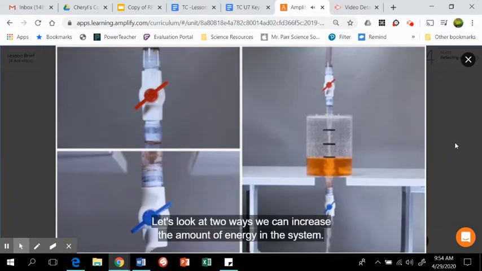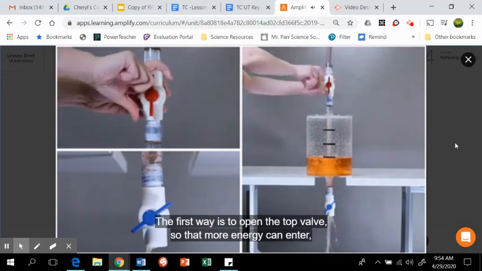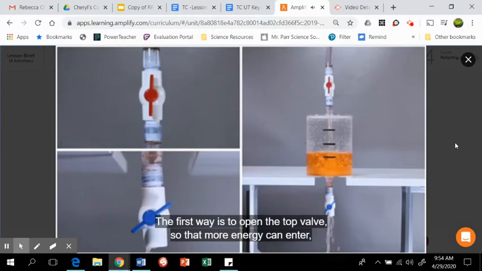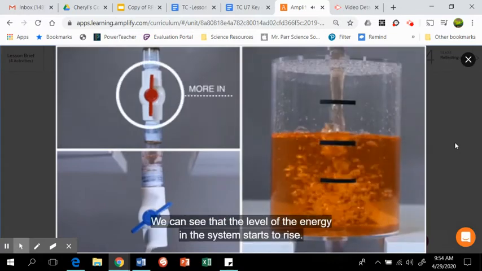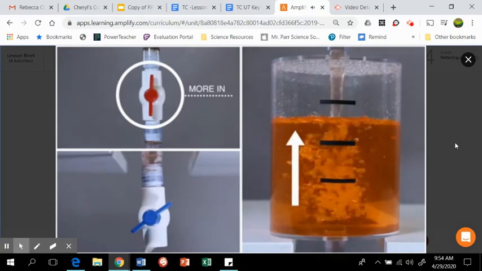Let's look at two ways we can increase the amount of energy in the system. The first way is to open the top valve so that more energy can enter while keeping the bottom valve the same. We can see that the level of the energy in the system starts to rise.